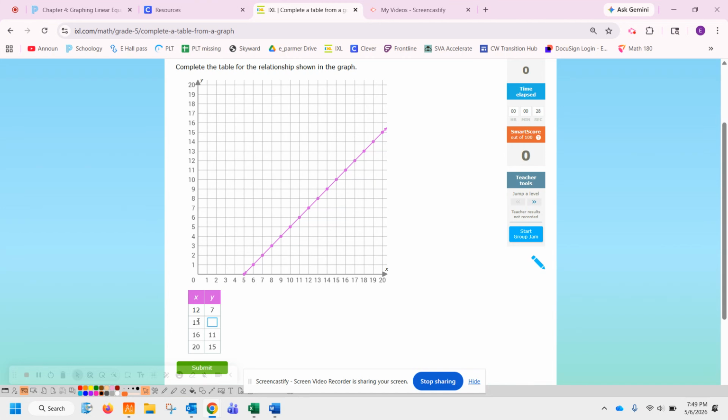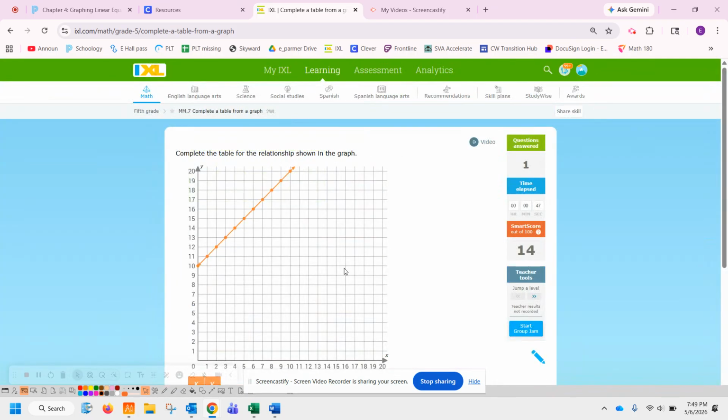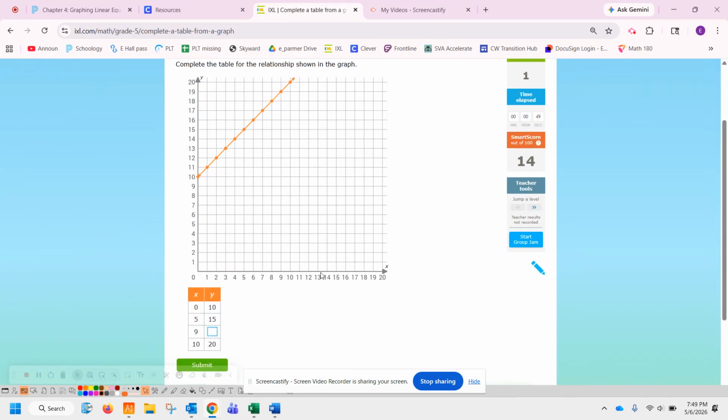Okay. Sometimes you're going to have one opening. For example, we want to know when x is 15, what is our y value? So 15 matches up with a y value of 10. Like always, you can either hit the submit button or hit enter. Okay. 9 and 19.